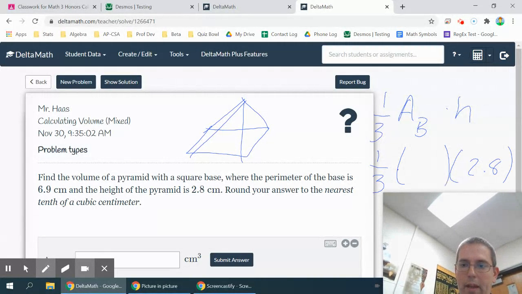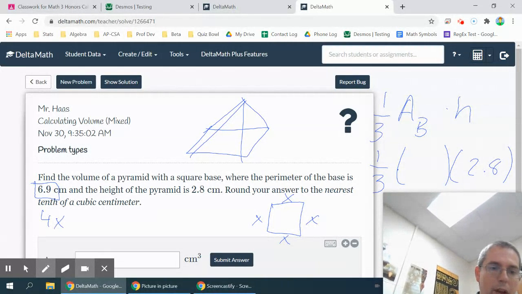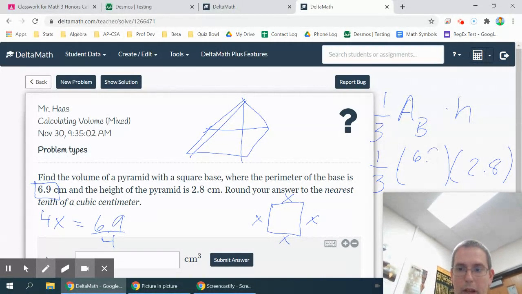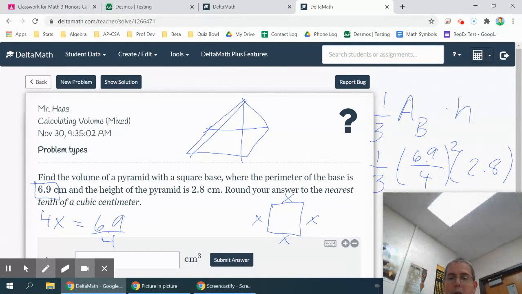And my area of my base is going to be, well, I don't know it, but it tells me the perimeter is 6.9. Now, the perimeter would be all four sides of a square. So what I need to do is just say that all four of them put together, 4x, should be 6.9. So that means one of them should be 6.9 divided by 4. And how I find the area of a square is I multiply that 6.9 divided by 4, whatever that is, by itself, because for a rectangular square, it's just the length times the width. In this case, they're the same, so I need 6.9 divided by 4 times 6.9 divided by 4.